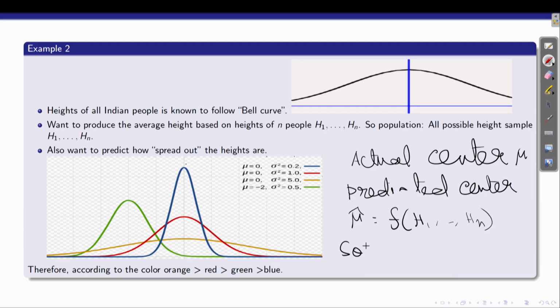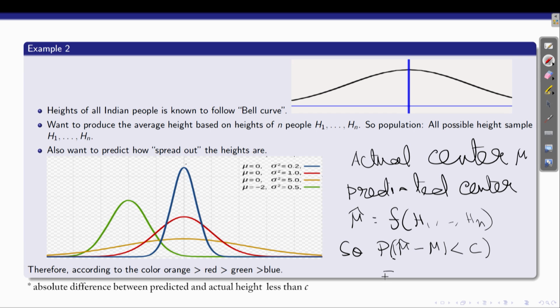So, the probability of mu hat minus mu in absolute value being less than or equal to some c is basically equal to the probability of h1, h2, hn belonging to some set A, where A is some set in R^n.